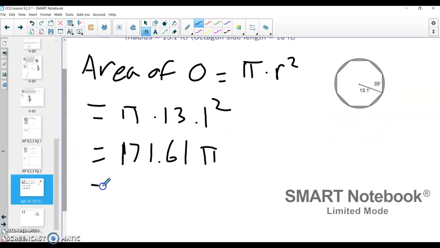And I'm actually going to put that into a decimal quick. So I'm going to multiply this by pi. And that gives me 539.12. That's the area of my circle. They're the same thing on that second one. I just multiplied it by pi.